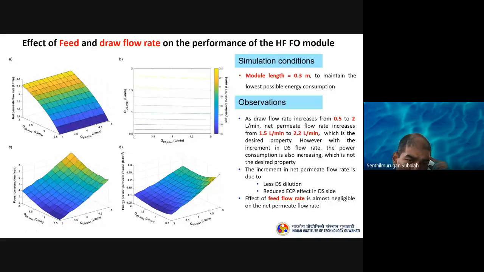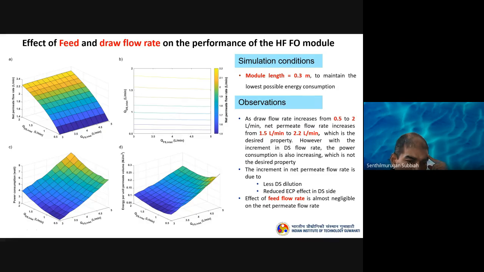So when we try to simulate this process, how does the response look? When you increase the draw solute flow rate, we see there is a huge increase in the net permeate flow rate. With respect to feed flow rate, there is not much change observed. It is almost constant because the driving force is not going to change. So that's why there is no big effect from the feed flow rate, and the draw is having a very huge impact.